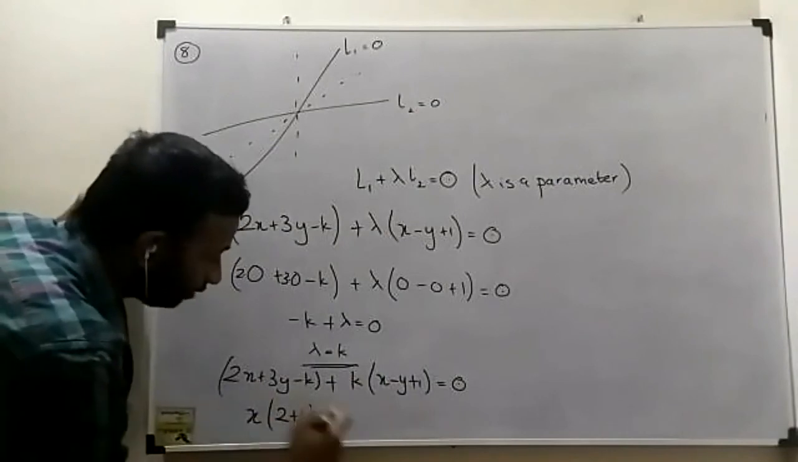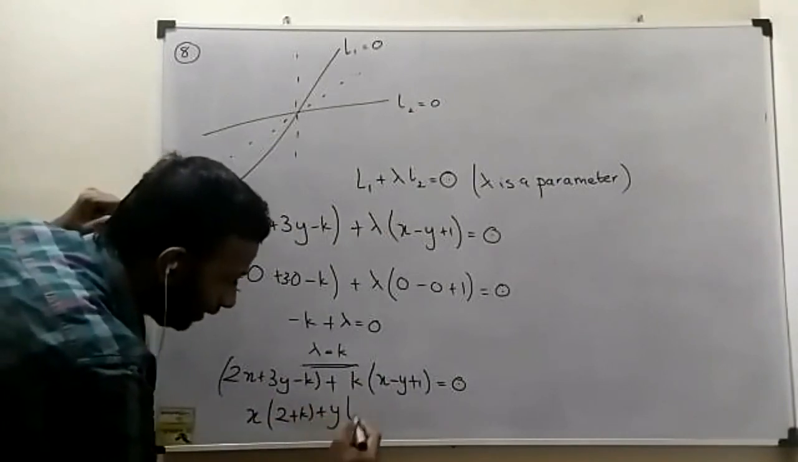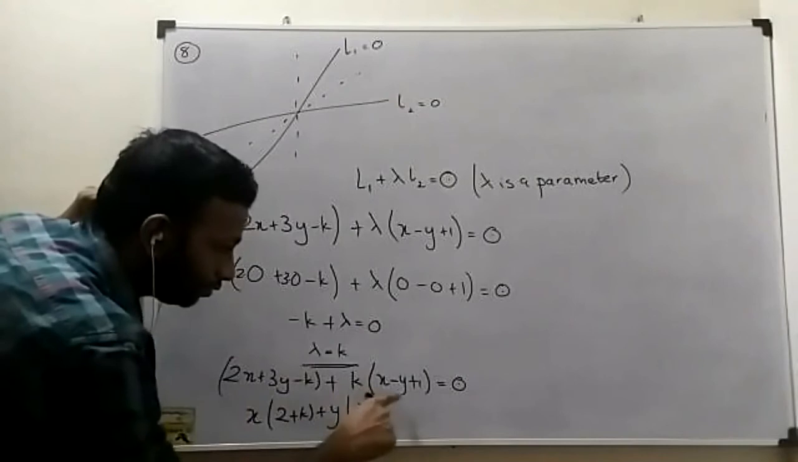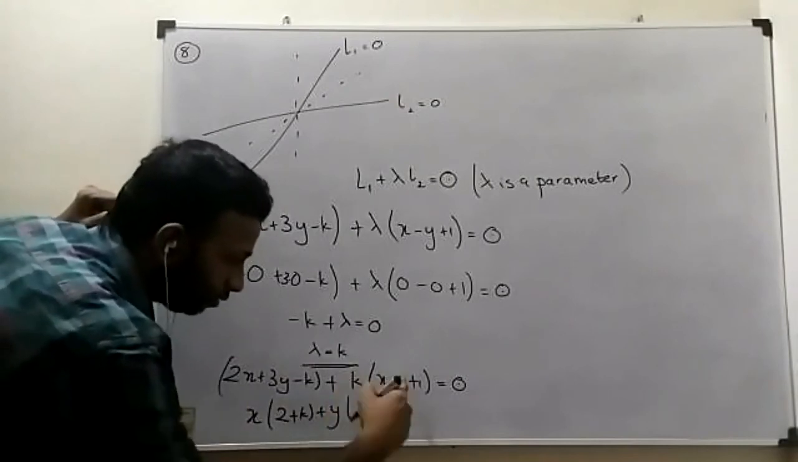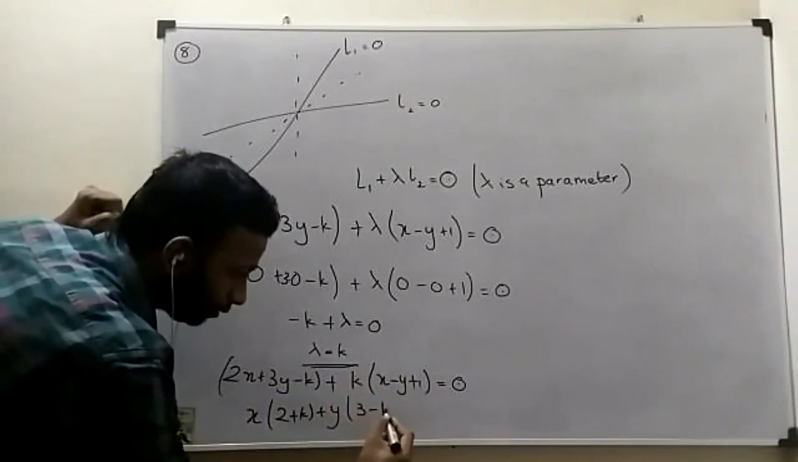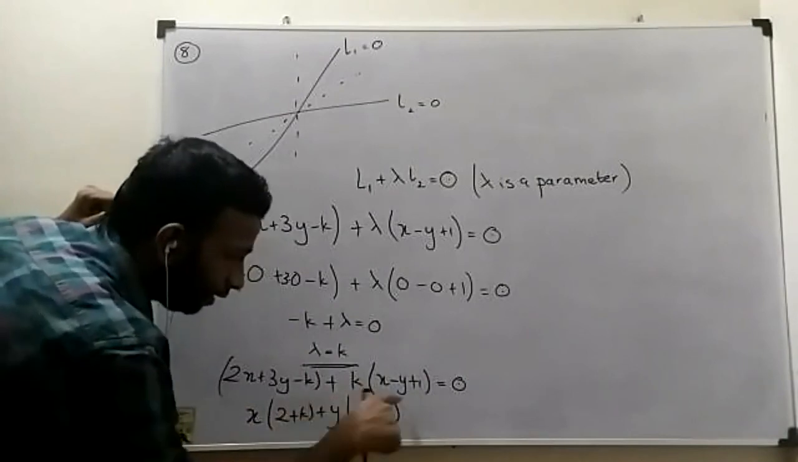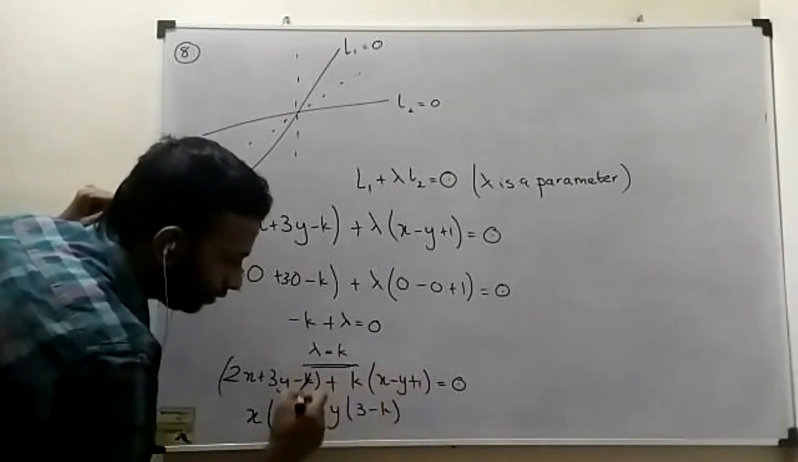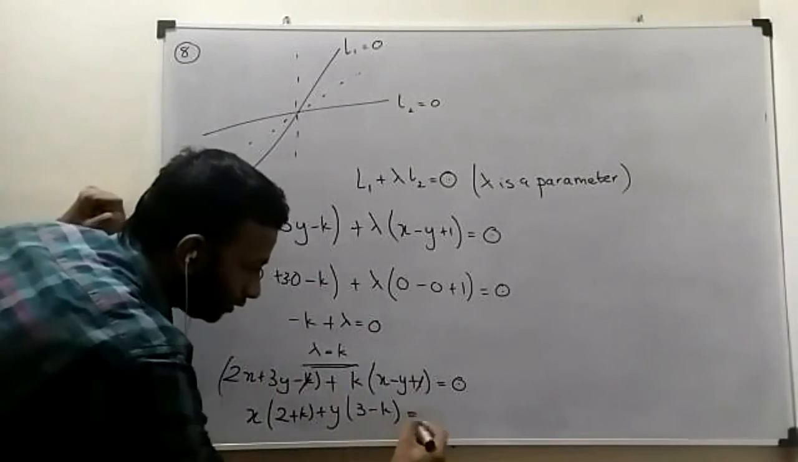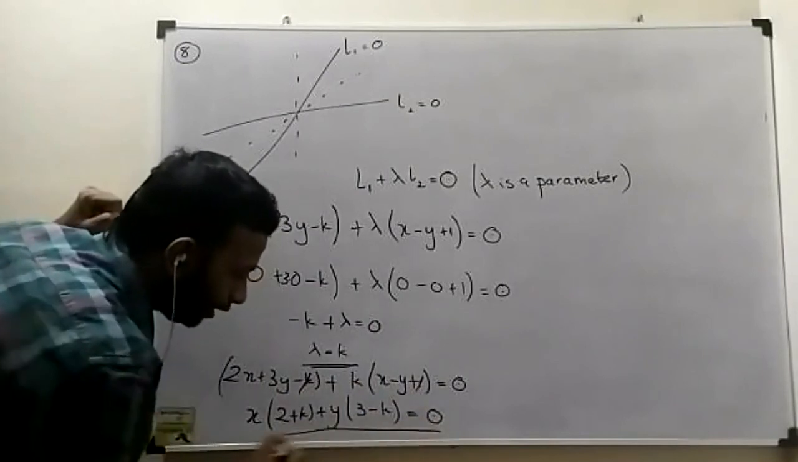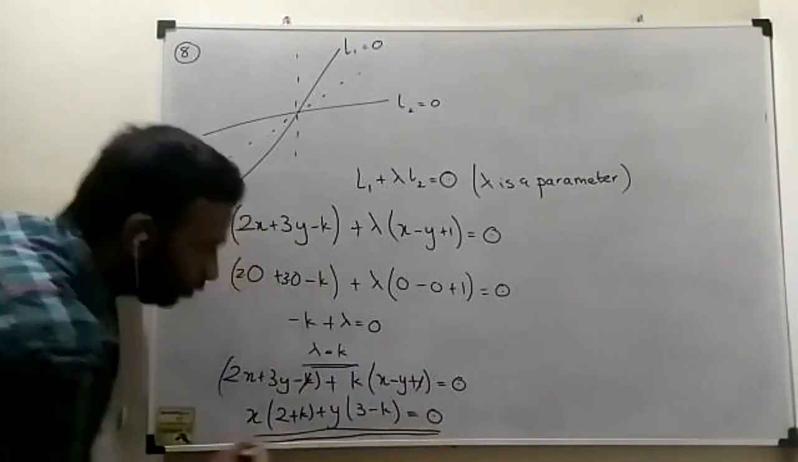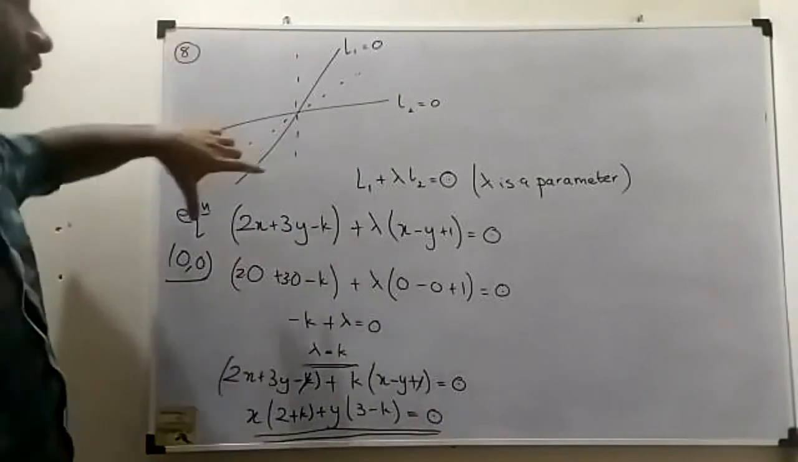And then we take the y together. That is 3 minus k, multiplied by minus. So minus k plus k will cancel out. This will cancel out with this. So this is the final equation that we need: the equation of the straight line passing through the intersection point of these straight lines and the origin.